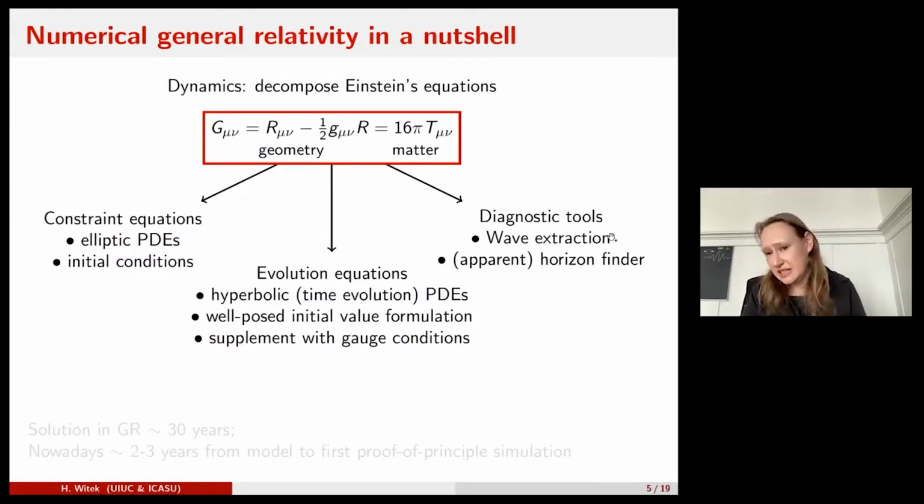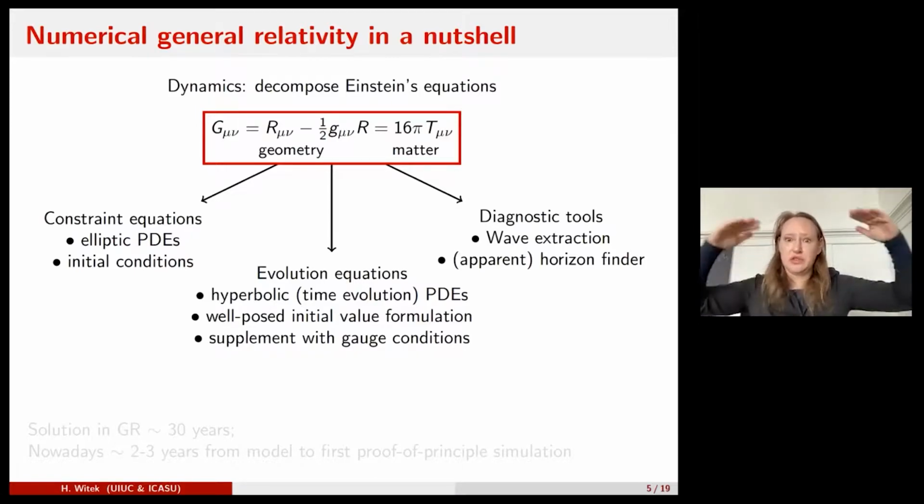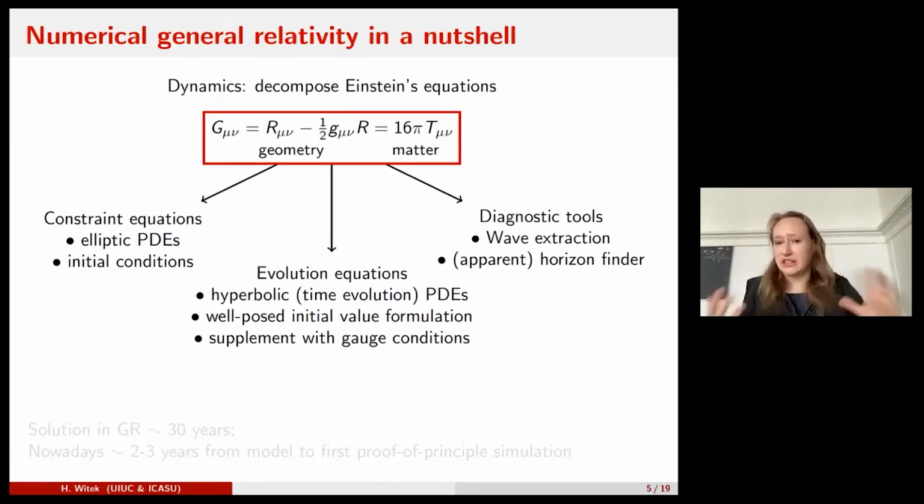We also want to understand the properties of our compact objects, and we typically use apparent horizon finders to do that. That allows us to monitor the apparent horizon at each step in the evolution, which is in contrast to the event horizon, which is a global concept where you would need to know the entire space-time. Yeah, so apparent horizons are local in time concepts that allow us to monitor during the evolution.